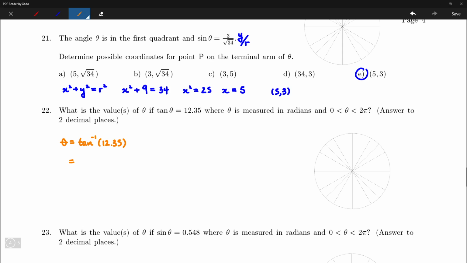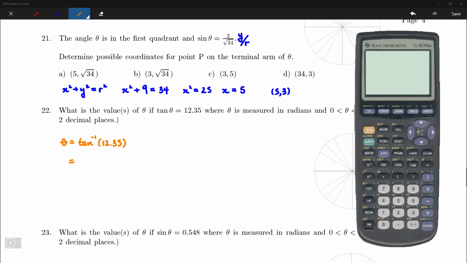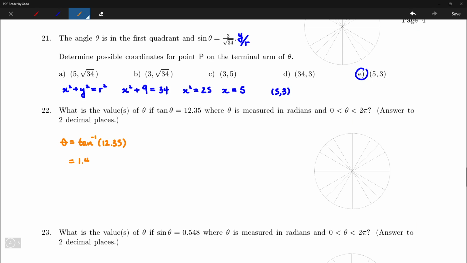Let's see what the calculator gives us in this case. Okay, so make sure that the calculator is in radian mode. It is. So second tangent and then 12.35. Okay, 1.49. Okay, notice that 1.49 is in quadrant 1. So that's one of our answers.